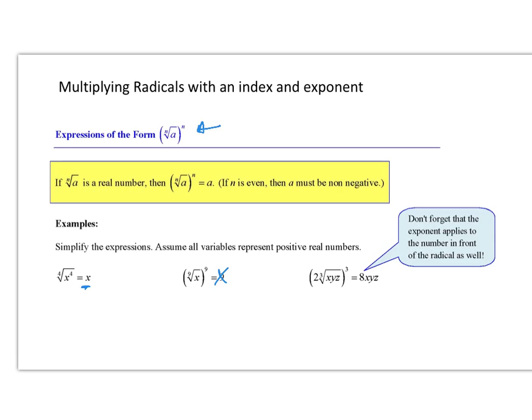And then the final one, we have 2 cube root of x, y, and z raised to the third power. We apply the third power both to the coefficient and to the radical, and in this case we just end up with 8 because 2 raised to the third power is 8. And then under the radical symbol, since it's the cube root and then that's raised to the third power, it's just what's underneath the radical symbol, which is x, y, and z.